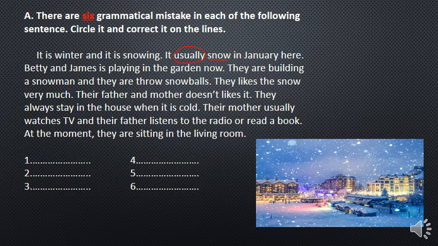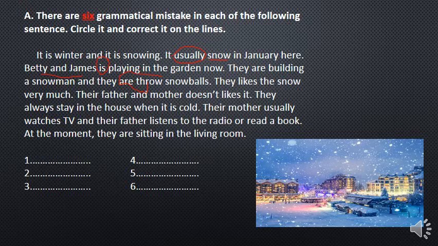Betty and James is playing. Betty and James. This is plural, as you can see. So we have to say are playing. In the garden now, they are building a snowman and they are throw. When I have a helping verb and they said now they are building a snowman, so we have to continue the sentence in the progressive tense. So they are throwing snowballs.